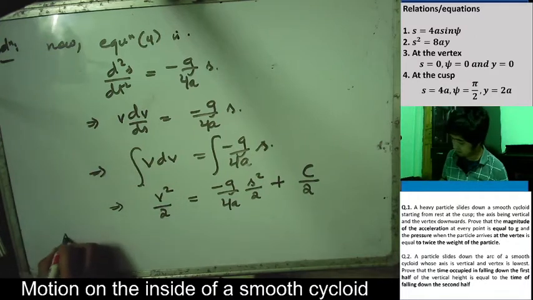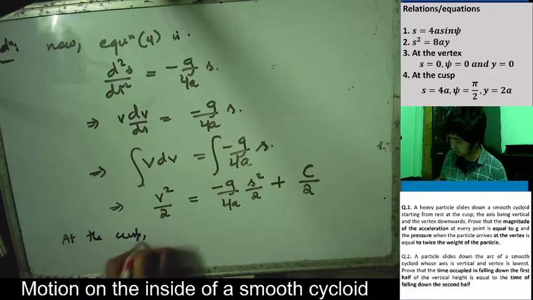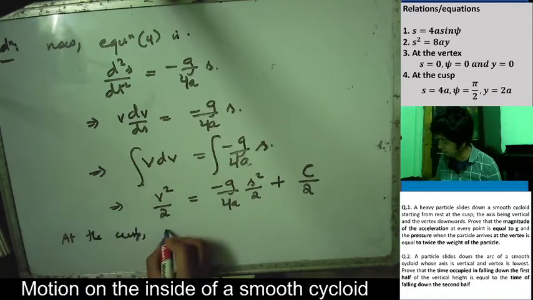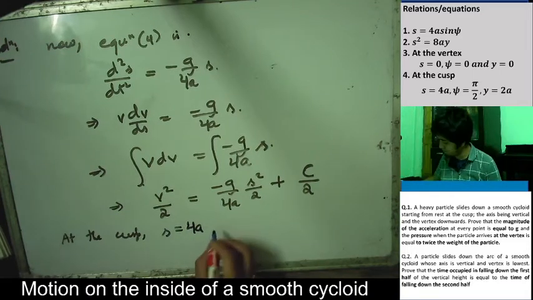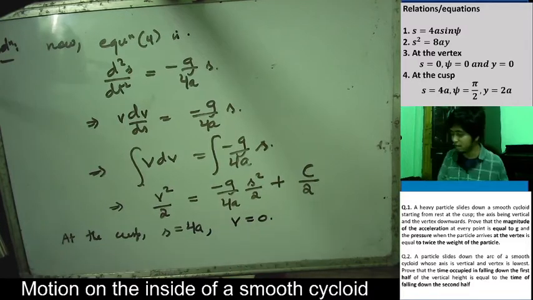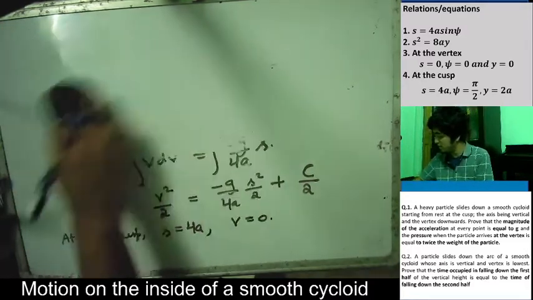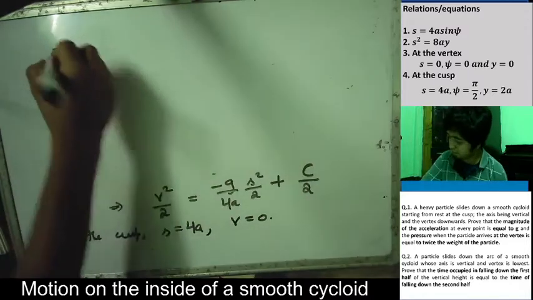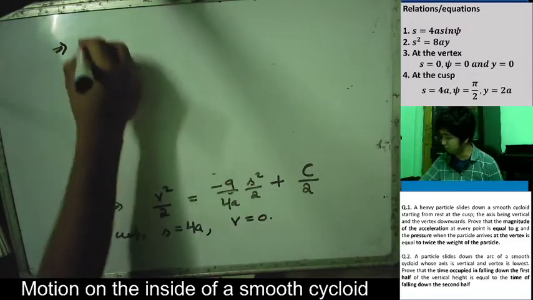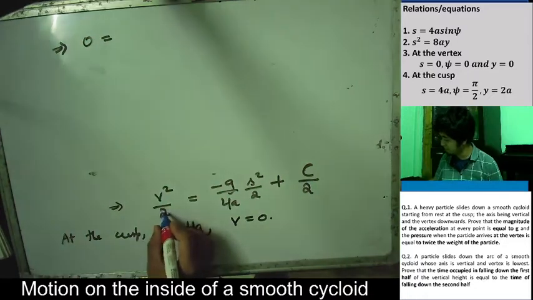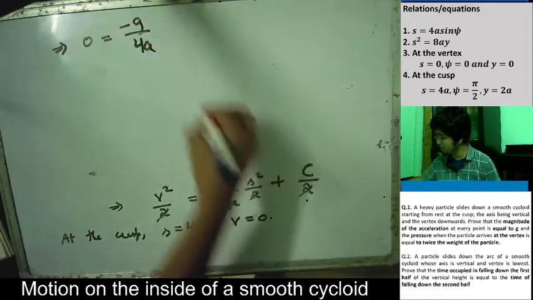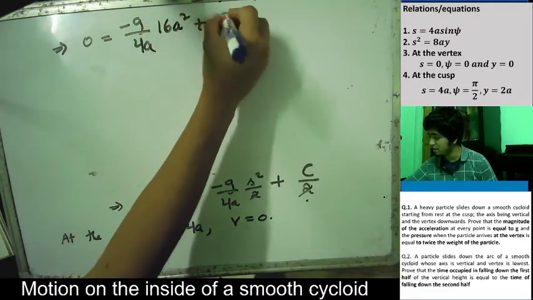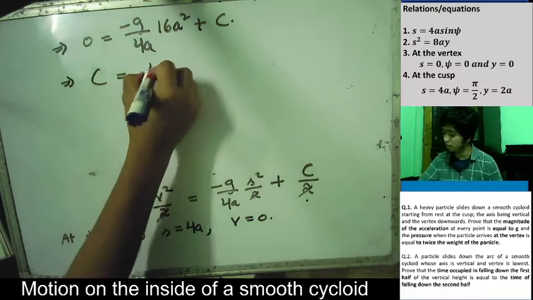At the cusp, s is equal to 4a based on the relations above, and the velocity is equal to 0. So what will we get? S is equal to 4a, v equal to 0, so over here we will get 0. The 2 and 2 will get cancelled, minus g upon 4a, s square will be 16a square, plus c. So c will be equal to 4ag.